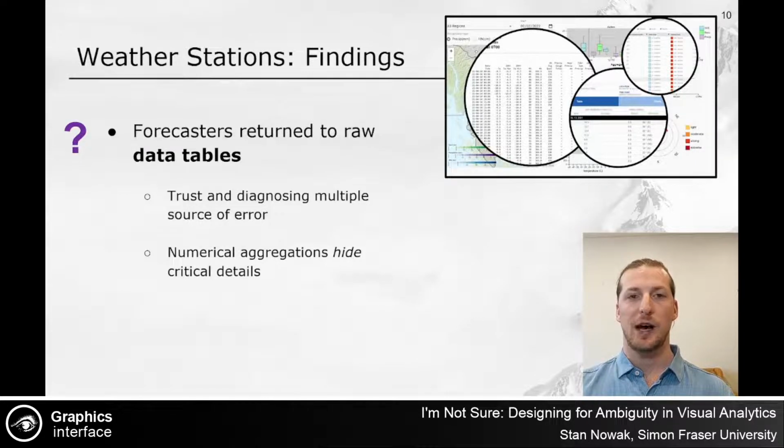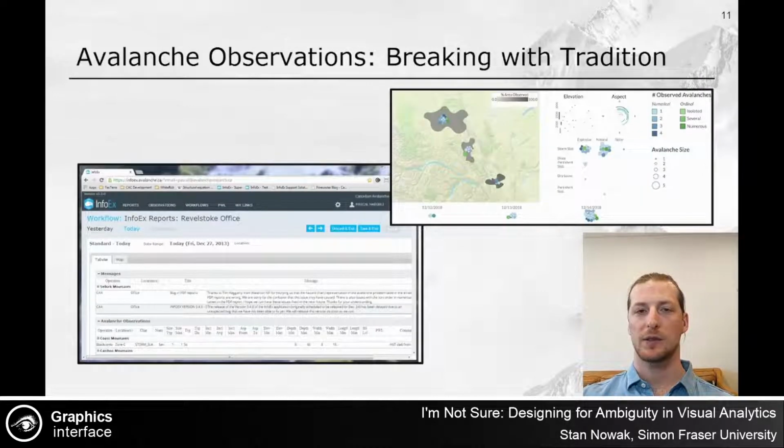Numerical aggregations hide these critical contextual details and impede the ability of forecasters to sense-make around them and adopt the appropriate interpretation. Our experience designing the weather station's visualization taught us that conventional design approaches might not be appropriate in this context, and we took this lesson to heart when designing visualizations for avalanche observations. These data are also viewed through text tables and are also context-sensitive despite being well-structured.